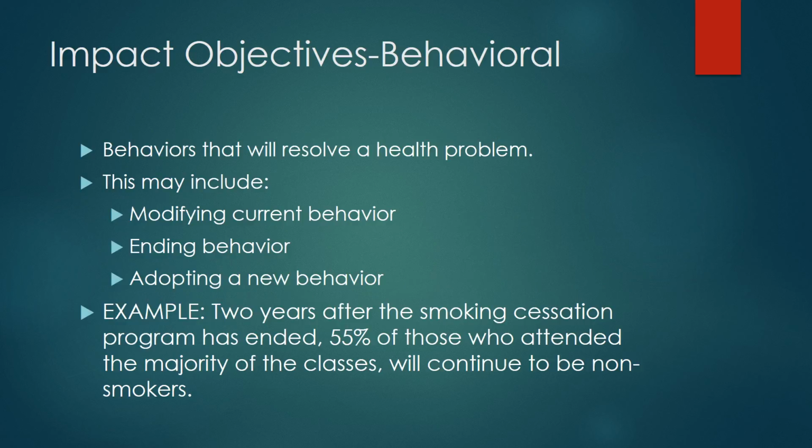Behavioral objectives describe actions that are taken by the priority population that will resolve a health problem and aid in achieving the goal of the program. This may include modifying a current behavior, ending a behavior completely, or adopting a new behavior. Examples of behavioral objectives include adherence to exercise, compliance to taking medicine, coping with stress, self-care, and preventative actions. Preventative actions can include wearing a seatbelt or brushing your teeth.